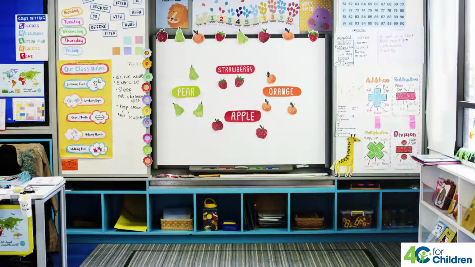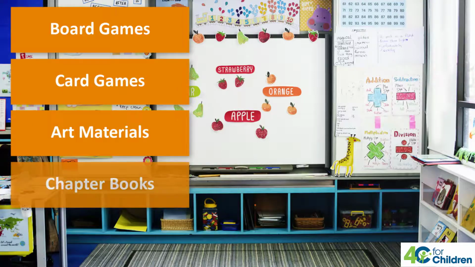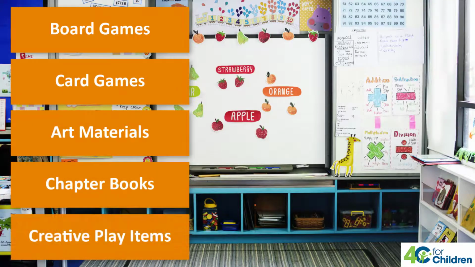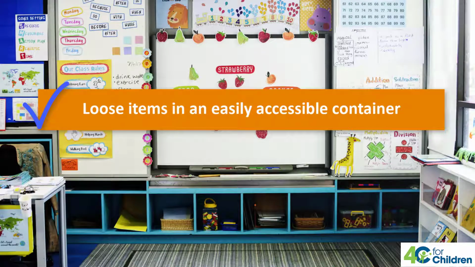School-age spaces should include materials that allow the children to build upon skills mastered through preschool through elementary grades, as well as encourage critical thinking skills. These materials may include simple board games, card games, a variety of art materials, chapter books, and other open-ended items for creative play. All loose items should be in a container that is easily accessible to all children.